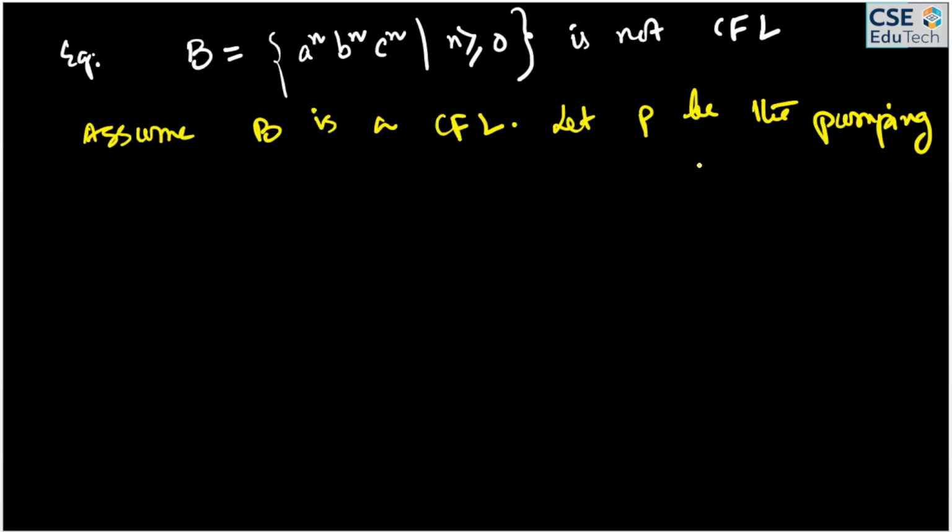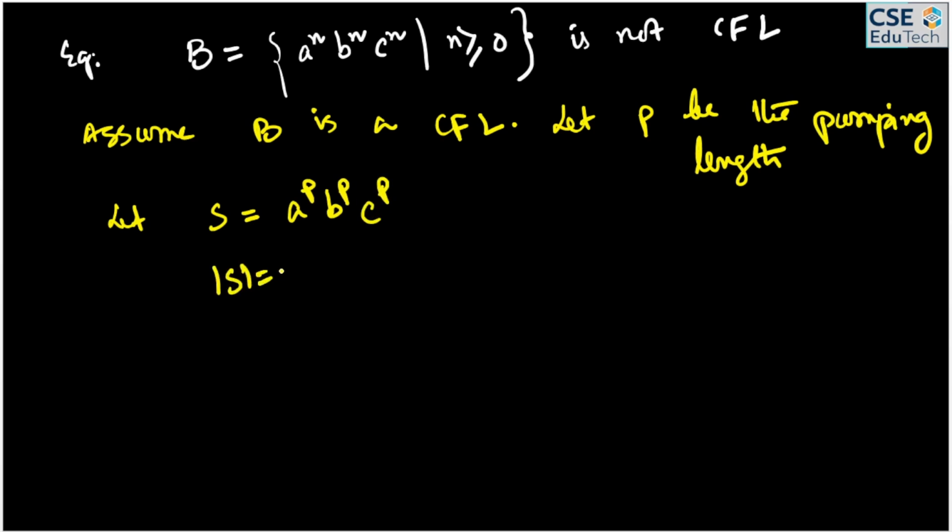Let P be the pumping length. So we consider S equal to A to the power P, B to the power P, and C to the power P. The length of this string will be 3P, which is greater than the pumping length P. And the pumping lemma states that S can be pumped. Clear? The pumping lemma says that S can be pumped, but we show that it cannot be.